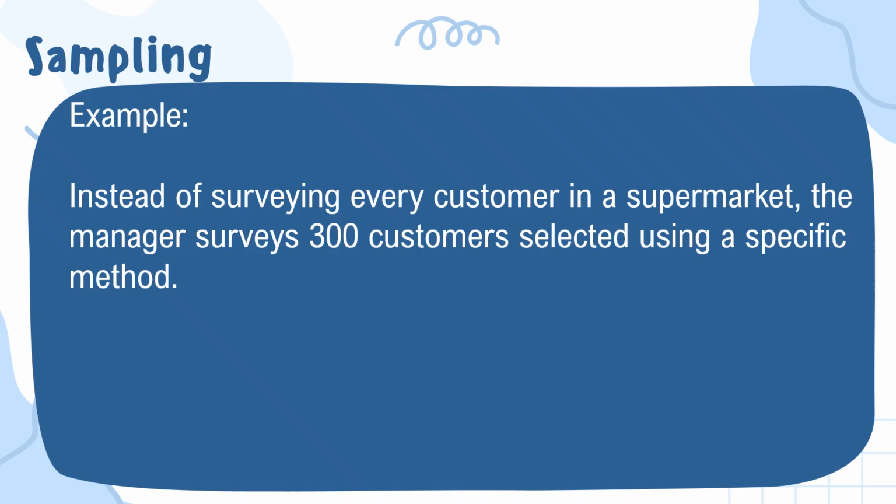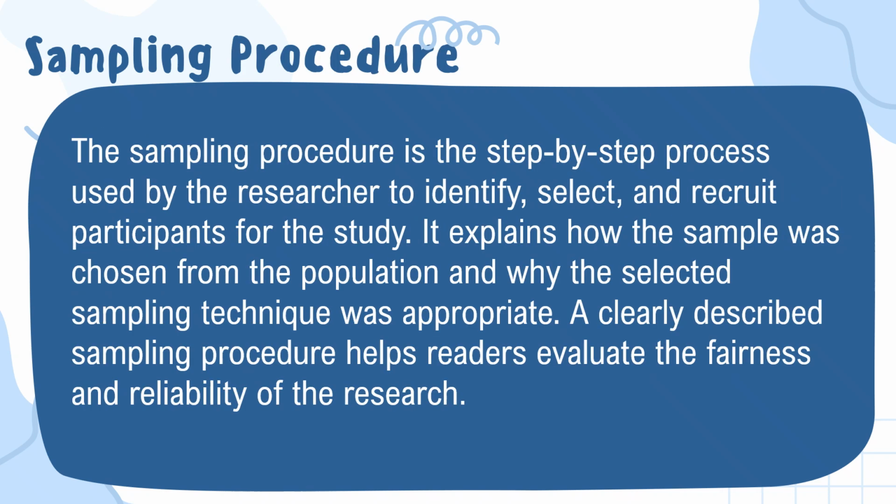It is a planned process of selecting respondents. And when we explain exactly how that selection was done, we call it the sampling procedure. Now we have the term sampling procedure. A sampling procedure is the step-by-step process used by the researcher to identify, select, and recruit participants. Notice the phrase step-by-step process. So sampling is the general process of selecting participants, while sampling procedure explains exactly how you did it.